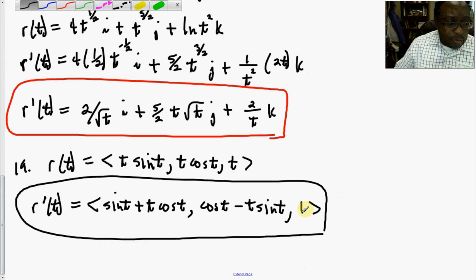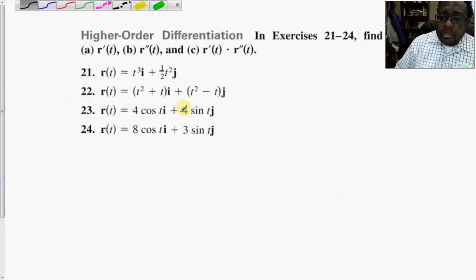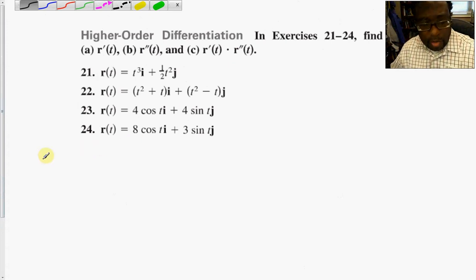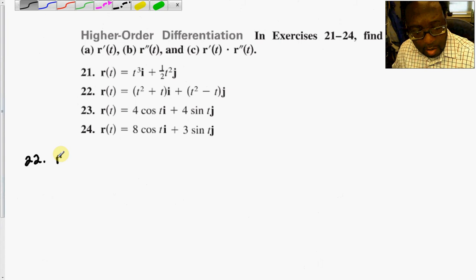Let's move on. In exercises 21 to 24, find part A, the first derivative, part B, the second derivative, and then part C, the dot product of the first derivative and the second derivative. So if we take number 22, let's go ahead and compute r prime, since we can see that r is represented by this vector.